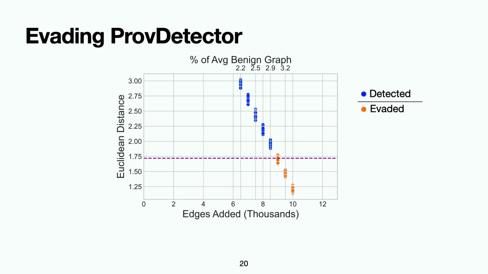However, unlike Unicorn, Prov Detector has this really nice step function because at each iteration of our attack, we add an additional benign path. And because Prov Detector does the down selection, the number of edges required to evade is a lot less than the number of edges required against Unicorn.